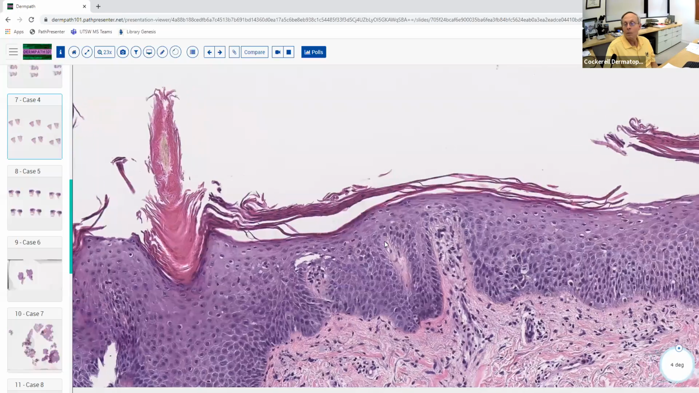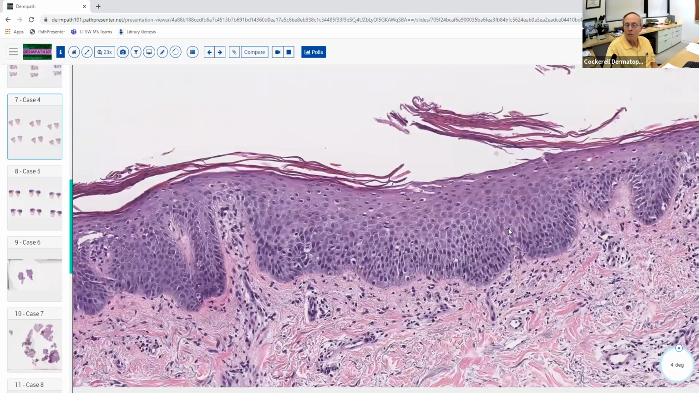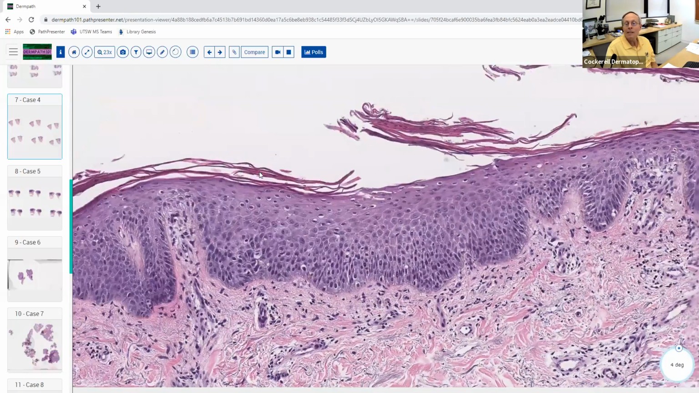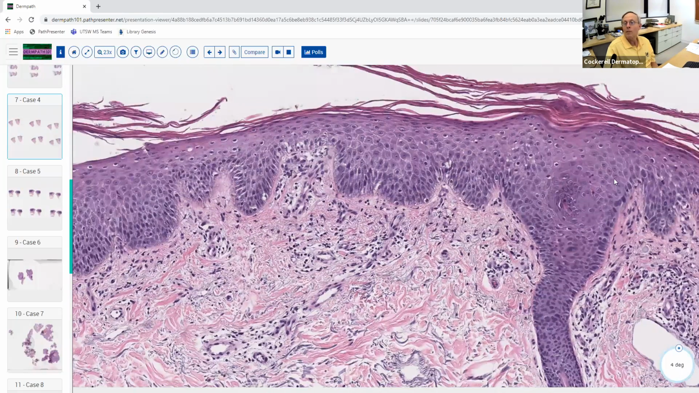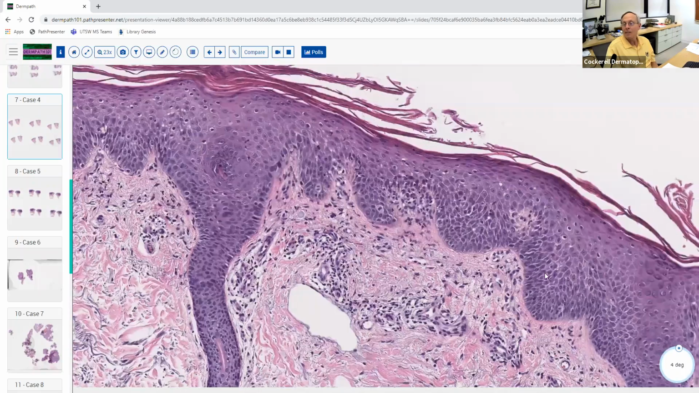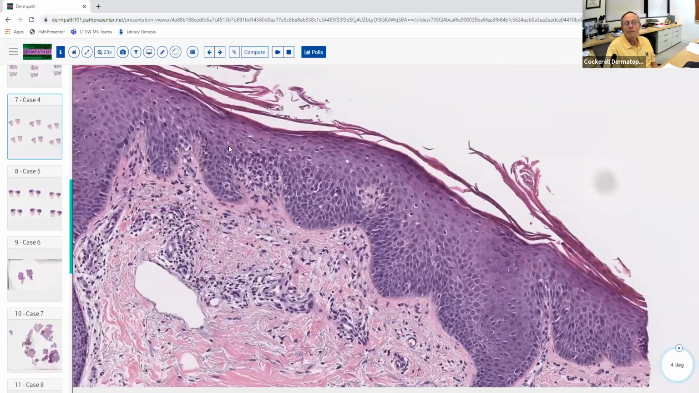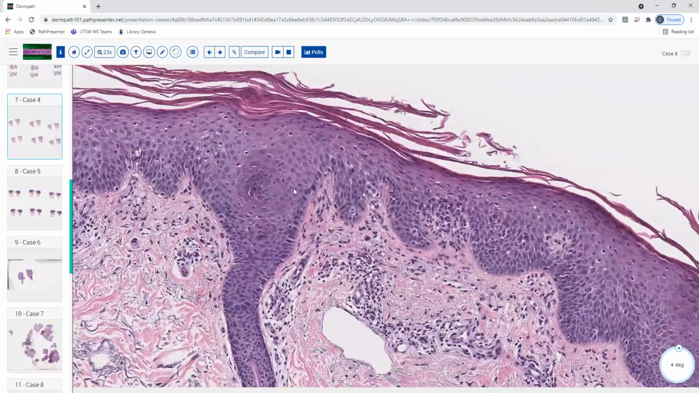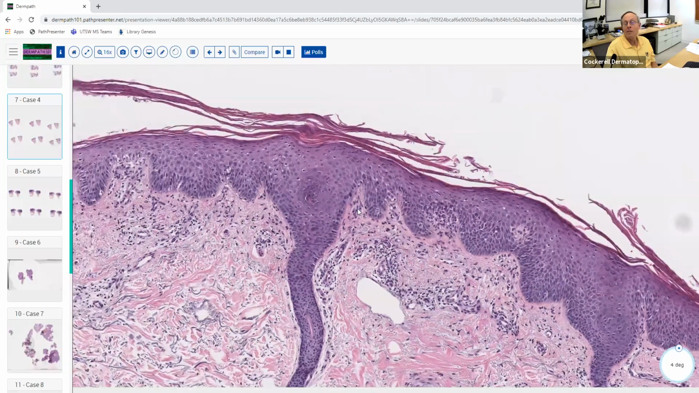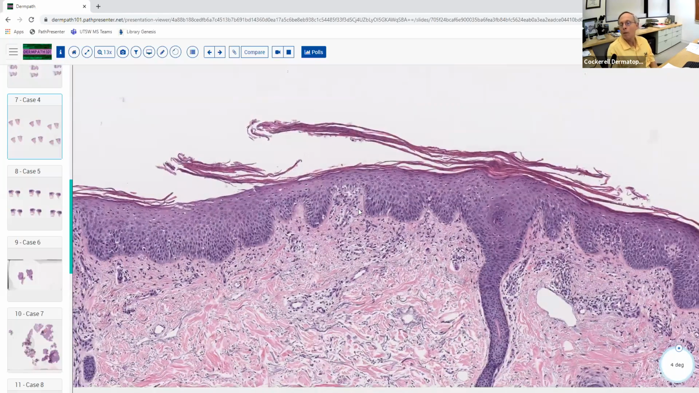And you've got this irregular, sort of blunted psoriasiform hyperplasia of the epidermis. You've got the follicular plugging. You've got a sparse perivascular infiltrate of lymphocytes. Any ideas that calls to mind? Maybe like a PRP. Yeah, this is classic for pityriasis rubra pilaris.